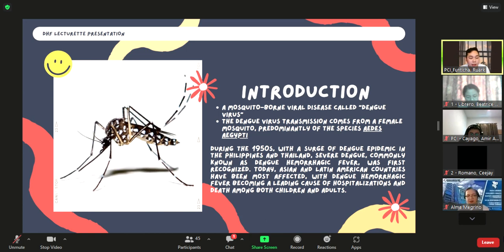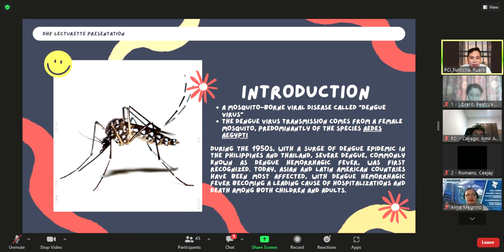So during the 1950s, with a surge of dengue epidemic in the Philippines and in Thailand, severe dengue, commonly known as dengue hemorrhagic fever, was first recognized. And today, Asian and Latin American countries have been most affected, with dengue hemorrhagic fever becoming a leading cause of hospitalizations and death among both children and adults.